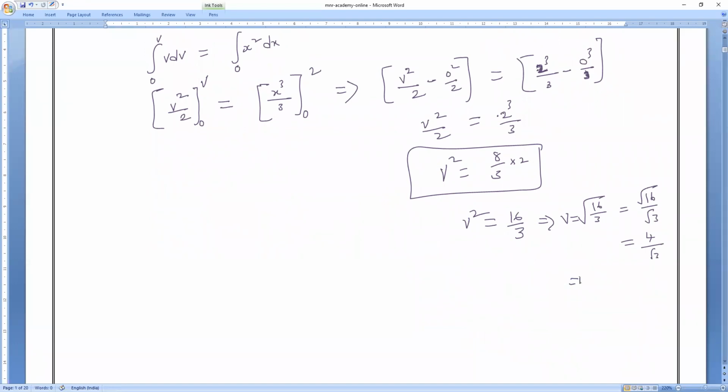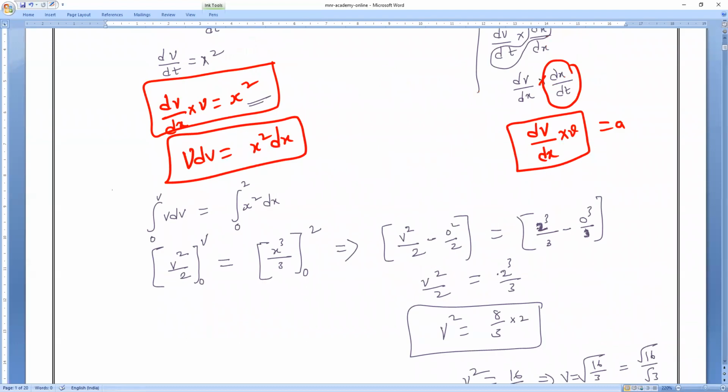Then I will write the answer. I'll multiply both numerator and denominator with root 3, and which is equal to what is the answer? 4 root 3 by 3 meter per second. Yes or no? Yes, sir. Or from here we can solve in another manner, which we solved before.